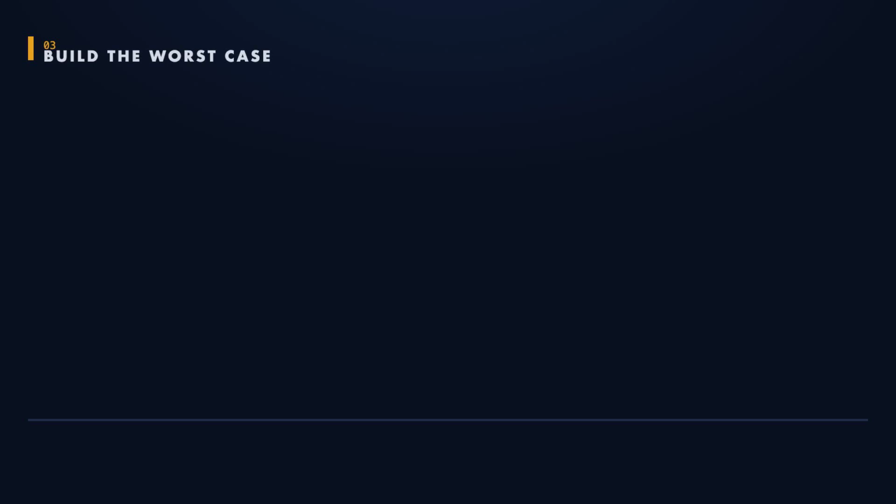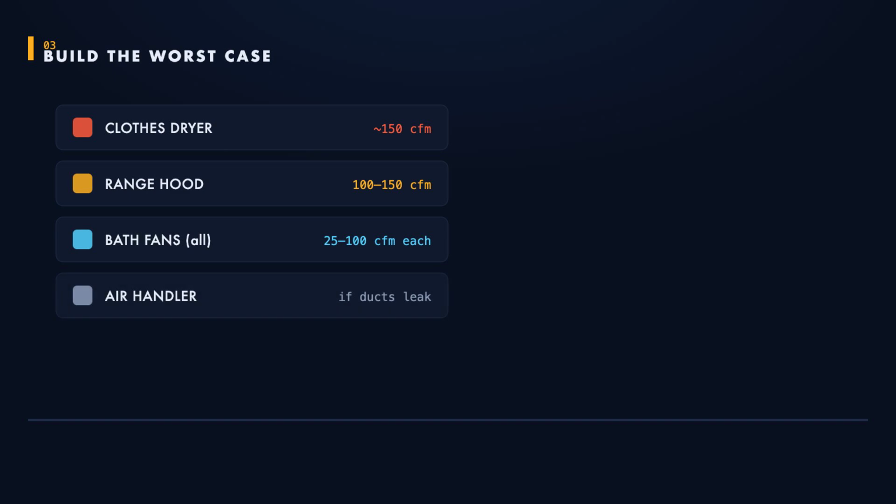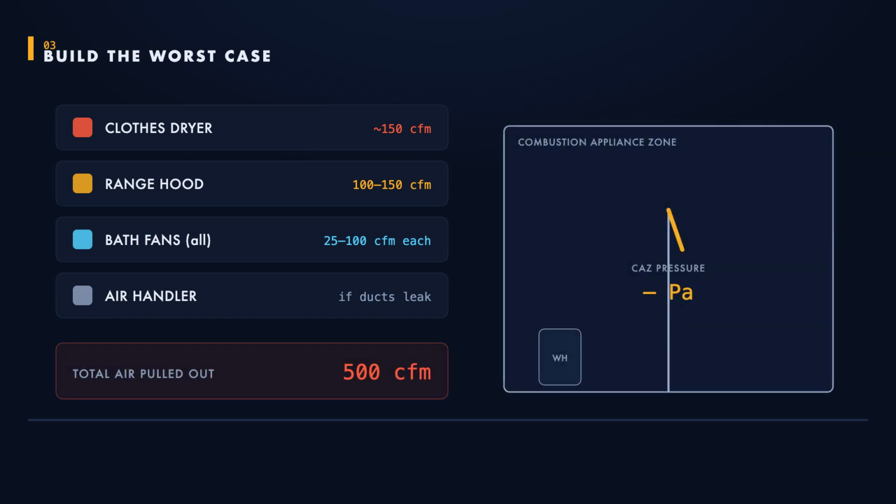To find the failure, you build the worst case on purpose. Turn on every exhaust. The clothes dryer moves about 150 cubic feet per minute. The kitchen range hood, another 100 to 150. Add every bath fan and the air handler if its ducts leak into unconditioned space. Then work the interior doors open and close to find what drives the combustion appliance zone most negative. That worst case becomes your test condition.